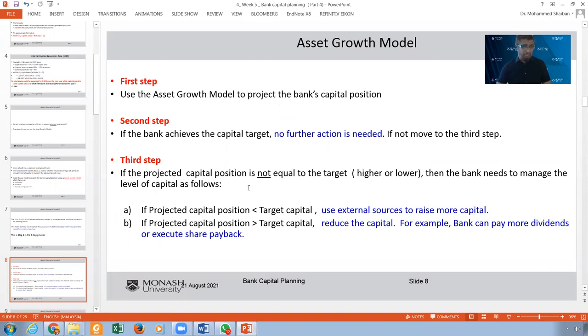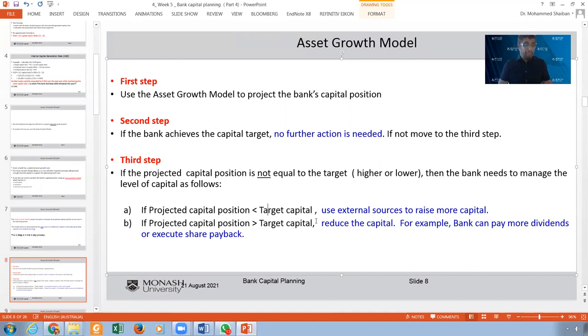So, which is the third step. Usually we are even more or less. So if the projected capital position is less than the target capital, I have to do something. I have to use an external source to raise more capital, because I already used the internally generated capital, all of it, but my growth still needs more capital. And so I can comply with the target capital. So in this case, I use external capital.